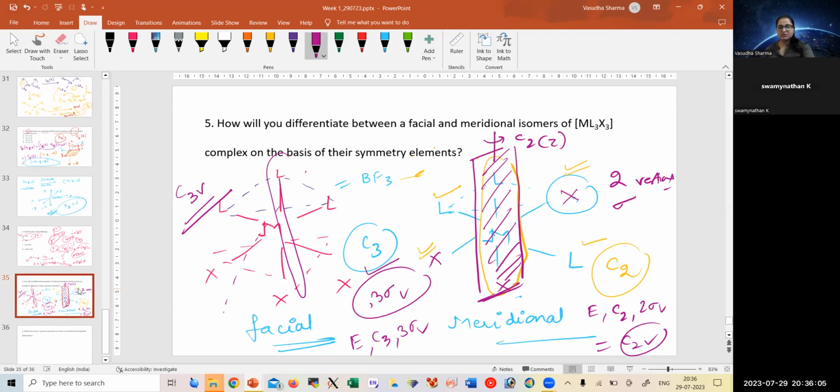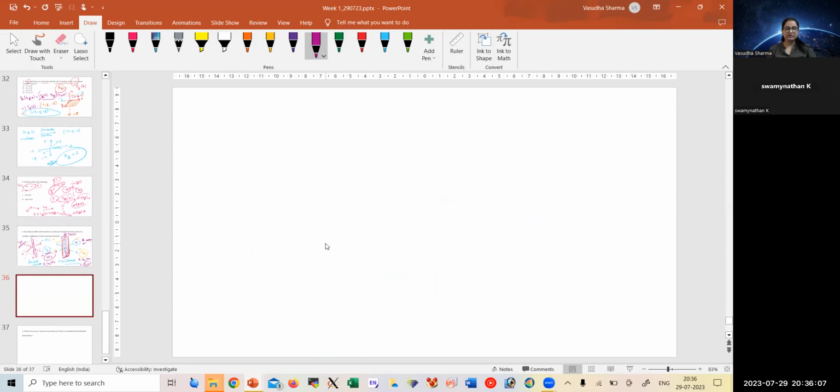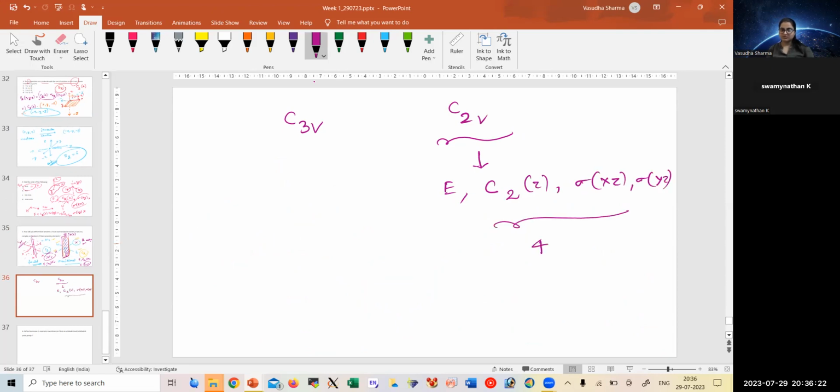Now, if I ask you a similar kind of question over here, if I have this C3V and C2V, earlier we got to know how many operations are possible. What is the order of the C2V? E, C2, and 2 sigma planes. So that is 4, right? What about then C3V? C3V will have E, C3 and 3 sigma planes. So 3 sigma V's were there.